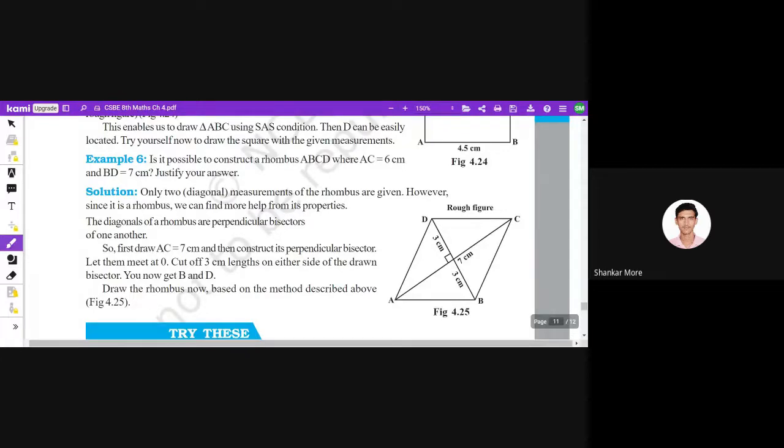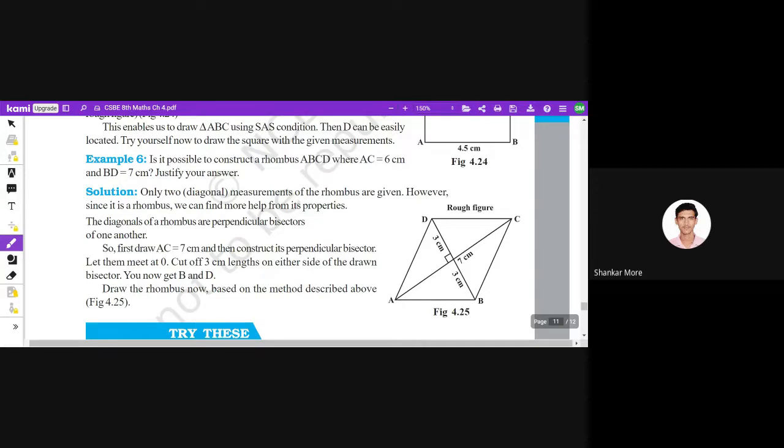So सबसे पहले which figure we can draw? क्या ड्रॉ करना पड़ेगा हमें? सबसे पहले कौन सा मेजरमेंट ड्रॉ करना है? So let us suppose I draw a diagonal AC. AC 7 centimeters का मैं ड्रॉ करूंगा, right? So we know that diagonals of rhombus are perpendicular to each other, or they are perpendicular bisectors. मतलब they are perpendicular as well as they bisect each other, right? So AC draw कर लिया. Now we have to find midpoint of AC.